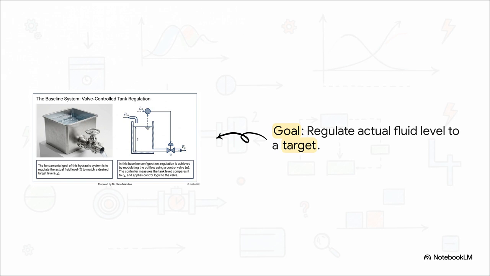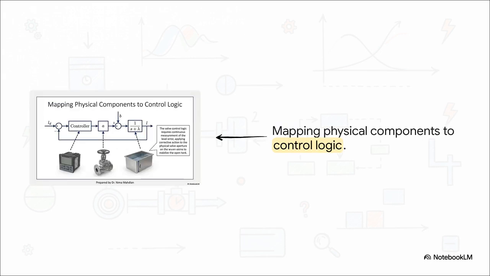Historically, we achieve this regulation just by mechanically throttling that outflow valve you see at the bottom right. The controller basically measures the tank level, compares it to our target, and just physically turns that valve. Pretty simple. So mapping those physical components directly into our control logic, let's follow the feedback loop.